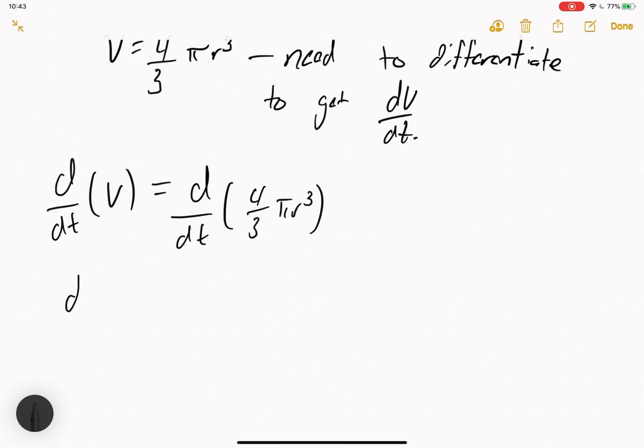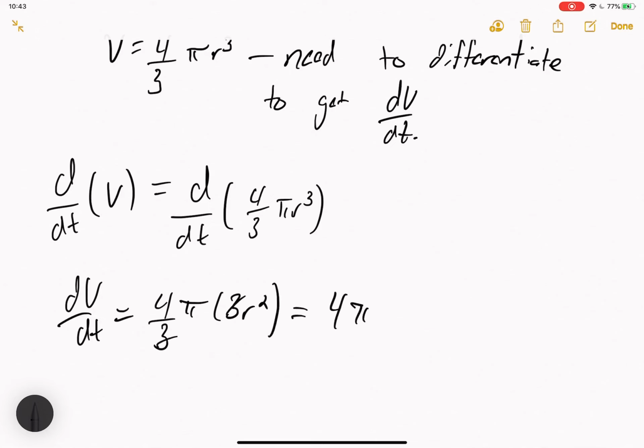then what we get is dV/dt is going to equal 4/3 pi, and then it's going to be 3r squared, which I'm just going to go ahead and simplify a bit. It's going to be 4 pi r squared. Oh, and oops, I forgot something. It's going to be dr/dt, because that's the chain rule. So it's going to be 4 pi r squared dr/dt.